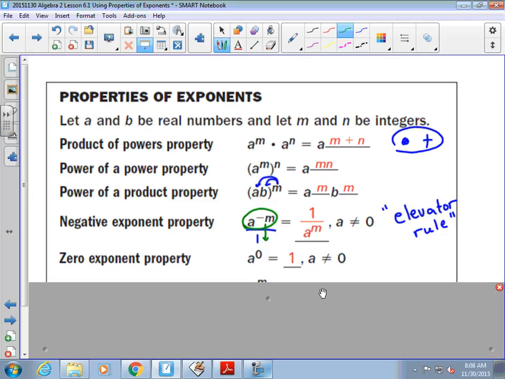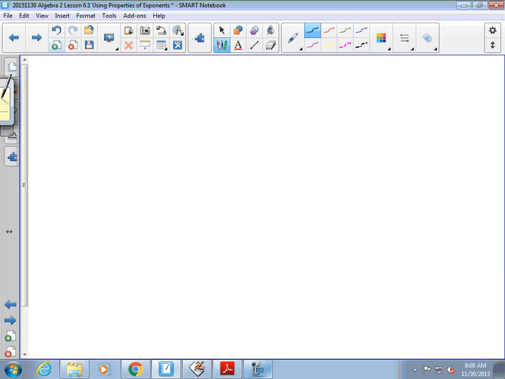Anything raised to the 0 power is 1. The best explanation I've ever seen for this is this right here. 4 to the 3rd power, let's say 4 to the 4th power. 4 to the 4th power. What does that represent? Or what is that showing? And most of us, when we see something like that, we'll say, okay, that's 4 times itself 4 times. 4 times 4 times 4 times 4.